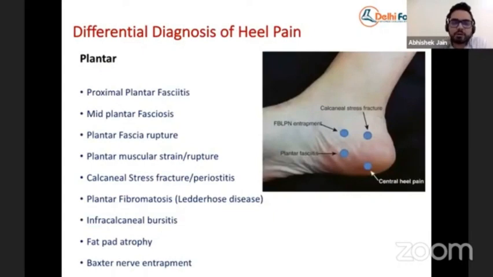Now, the most important differential diagnoses for plantar heel pain are proximal plantar fasciitis, mid-plantar fasciosis, plantar fascia rupture, plantar muscular strain or rupture, calcaneal stress fracture, plantar fibromatosis, infracalcaneal bursitis, fat pad atrophy, and Baxter nerve entrapment. Unfortunately, all these differential diagnoses lie very close to each other and require a meticulous history and examination to come very near to what we are actually dealing with.